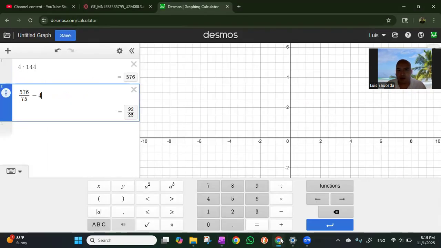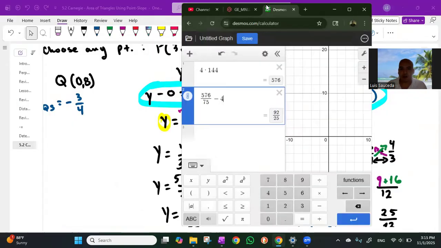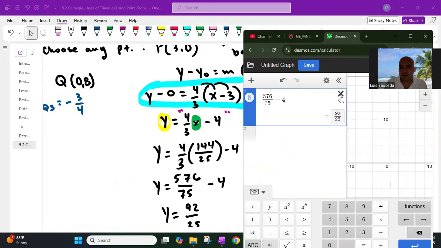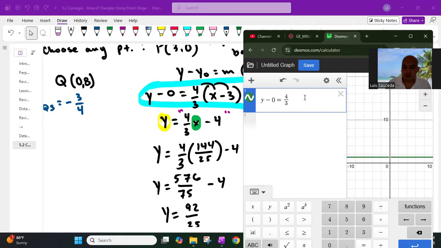So using a graphing calculator, in this case decimals, because I don't know why anyone wants to use the TI-84 anymore, I'm going to go ahead and just plug these two in the way I just left them. So I'm going to plug in the y minus 0, and you can even do it simplified, that's fine. 4/3 x minus 3. Oops.